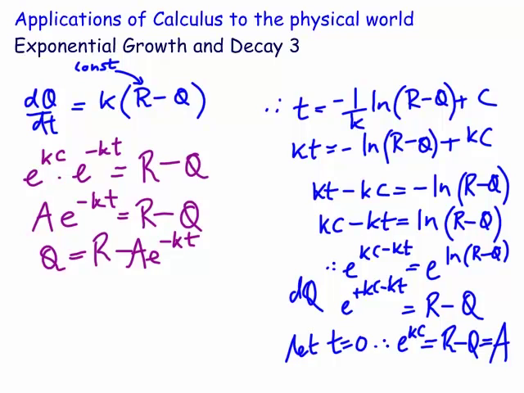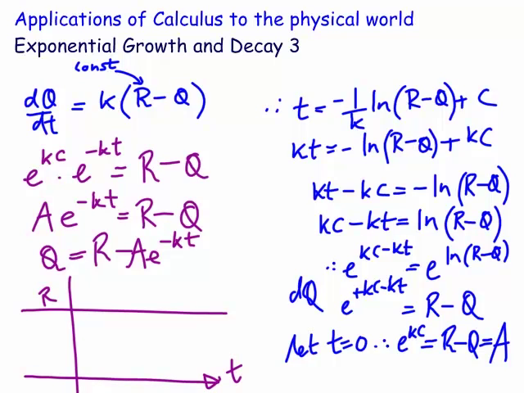If you have a look at this situation, as t goes to infinity, q is going to approach r. Let's have t over here somewhere. We can see that we are coming up from some value initially, and then we approach this value r. Sometimes r is called the steady state. I noticed some differential calculus textbooks actually call this the steady state.